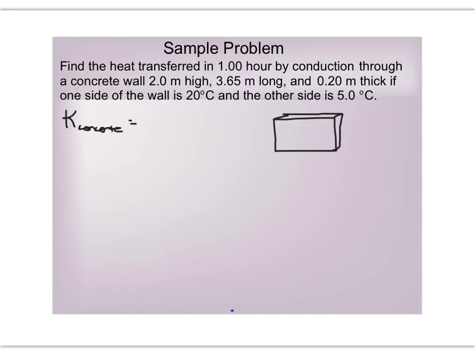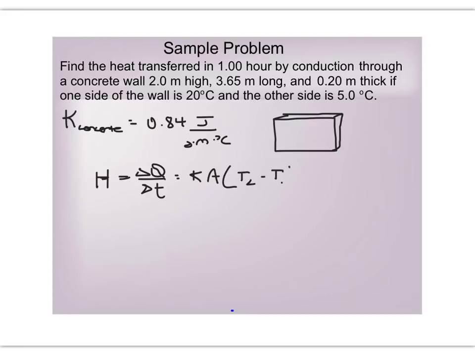And the K for concrete is 0.84, according to the table, joules per second meter degrees Celsius. Okay, so I know that the rate of heat transfer, H, is delta Q over t, which is the same thing as K times A times the difference in temperature divided by the separation between them. And what I'm asked to find is what the Q is.